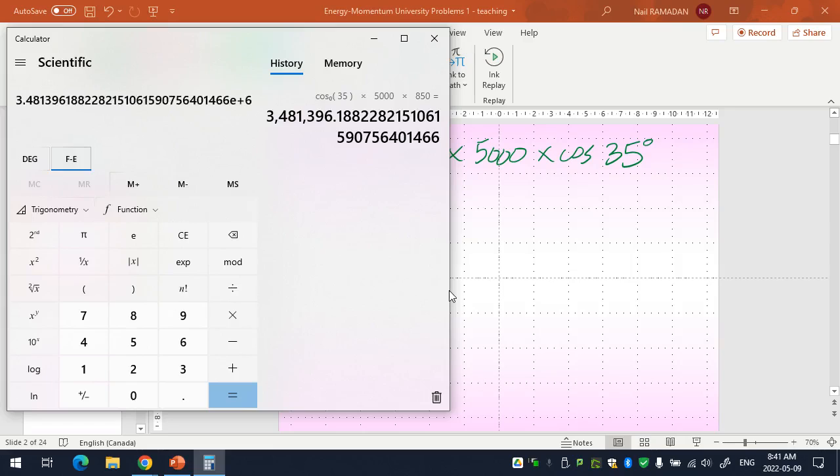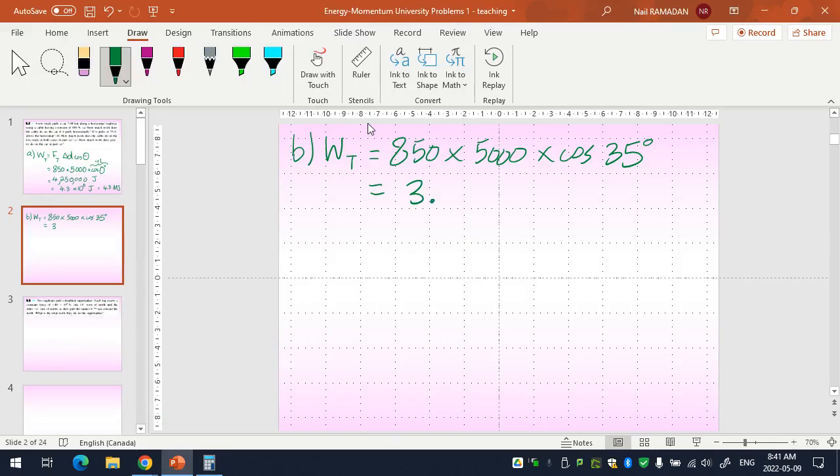So it's 3.48 times 10 to the 6, or 3.5 times 10 to the 6 joules, or 3.5 megajoules. Mega.